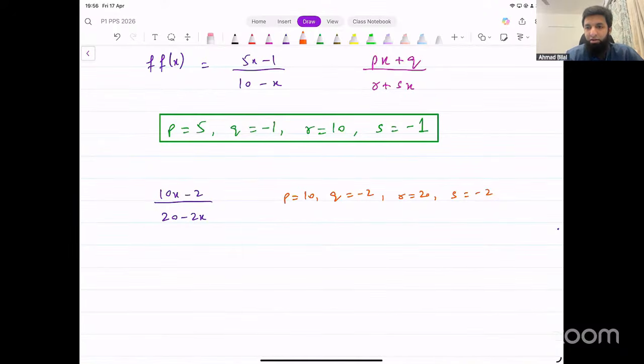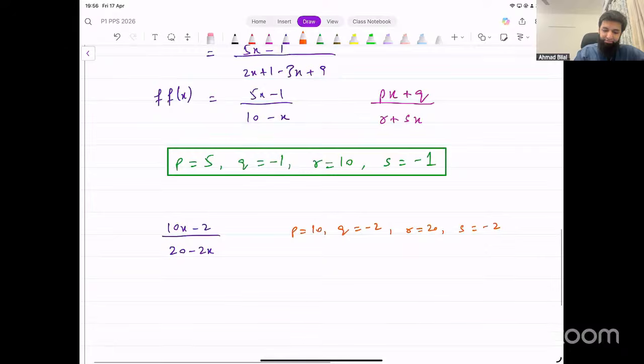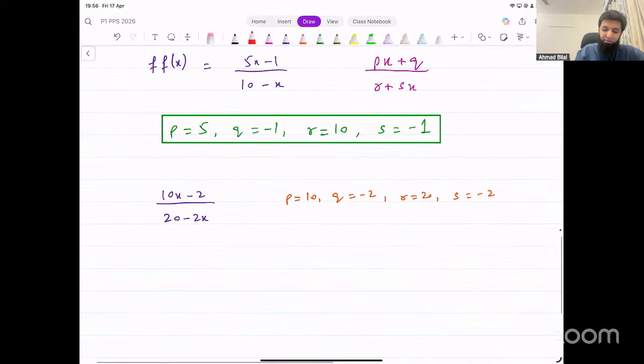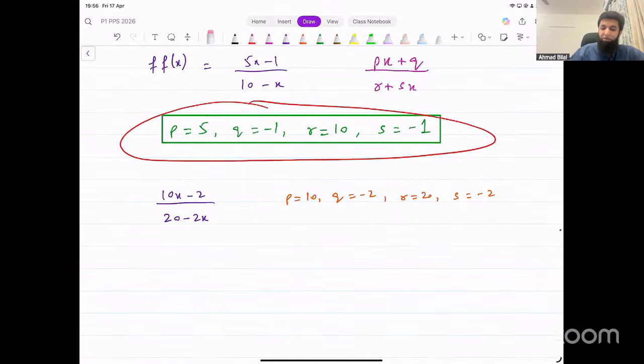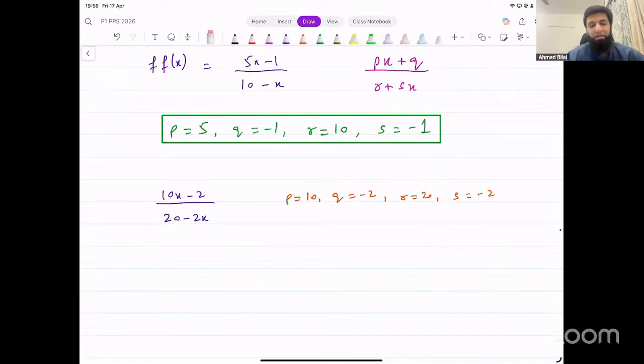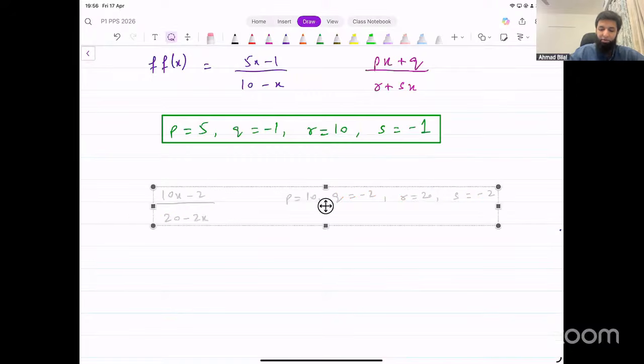So no, they're not trying to flaunt their English. There are infinitely many possible values of p, q, r, and s. So in case somebody overthinks in the exam about which one to write, you should know that any of them is going to be correct. That is why they mentioned that there. Okay.